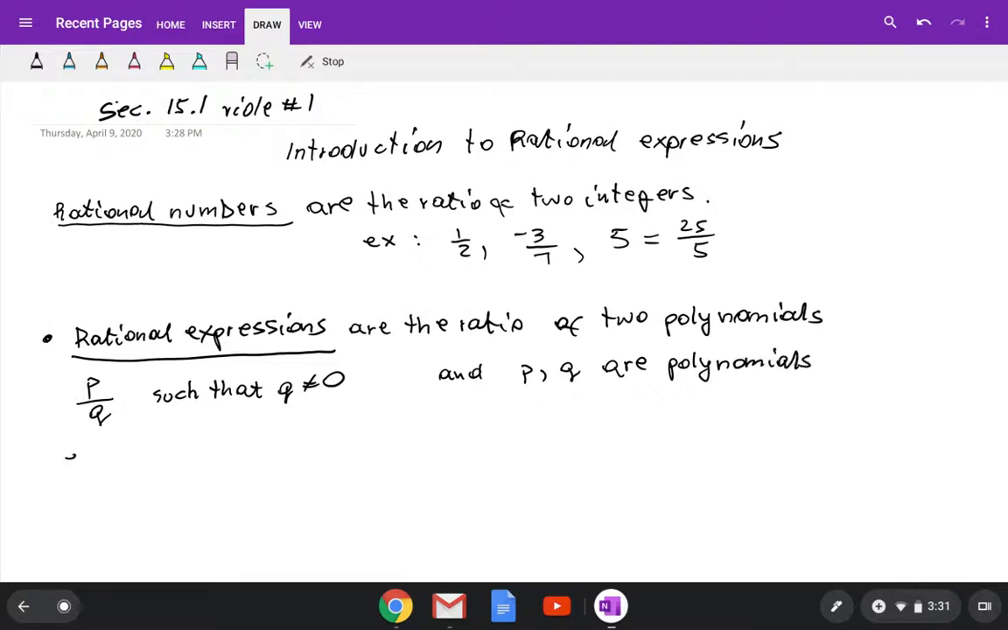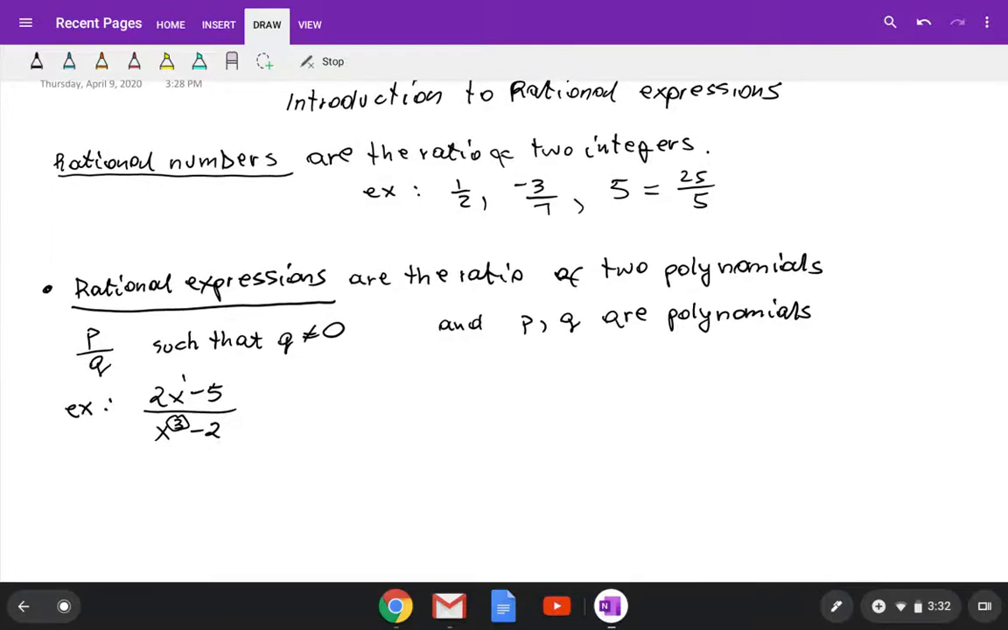So let me give you an example of rational expressions. For example, you have 2x minus 5 over x to the third power minus 2. So this is a rational expression. You see a ratio, which means a fraction of two expressions, of two polynomials. The numerator is a polynomial of degree 1 because x is raised to the power of 1. The denominator is a polynomial of degree 3 because x is raised to the third power. So that's one of them.